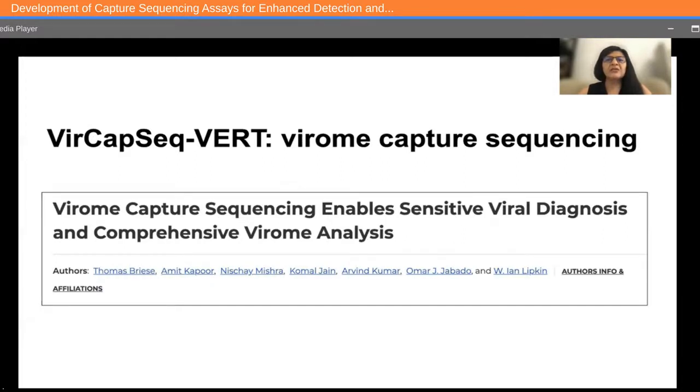The next part of my talk is about Vir-Cap-seq Vertebrate. It's a virome capture sequencing assay similar to TBD-Cap-seq. This was actually published in 2015, and it's very well cited in other articles, and I'm only going to scratch the surface for this particular section of my talk, given the time constraint. But for more information, you can check out this article, and there are several other articles that talk about this assay.